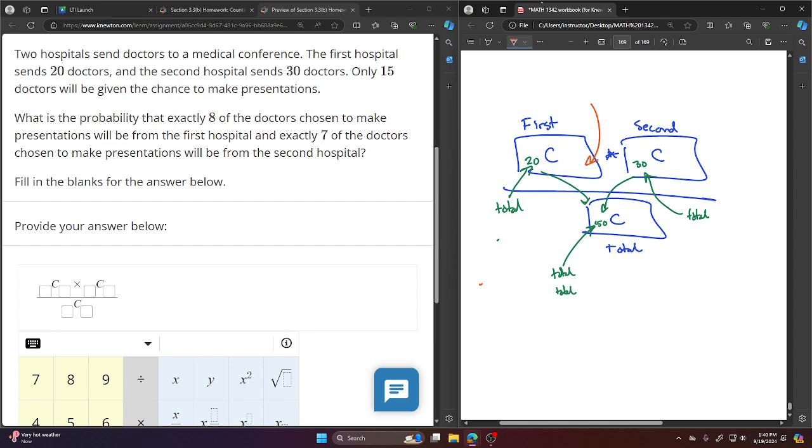Now, let's do the selected. How many are going to be selected from the first hospital? 8. Very good. I'm going to write selected. And then how many from the second? Selected. There you go. 7. So what's the total selected then? The total selected. 15, exactly. Same as the last time. They should add up to make that number right there. So I'm going to put those numbers in. Let's see if it works.